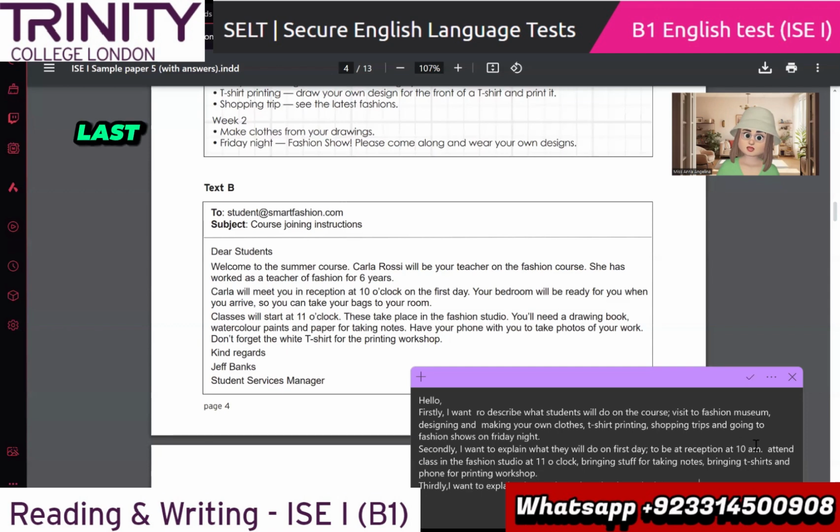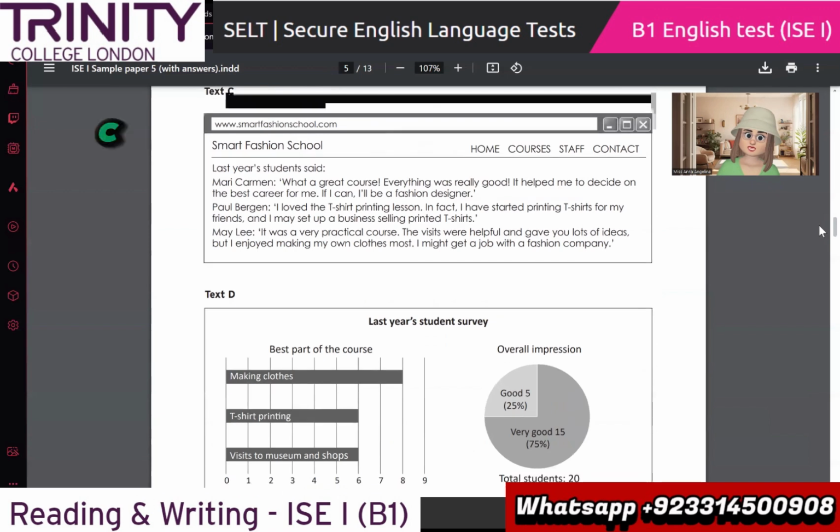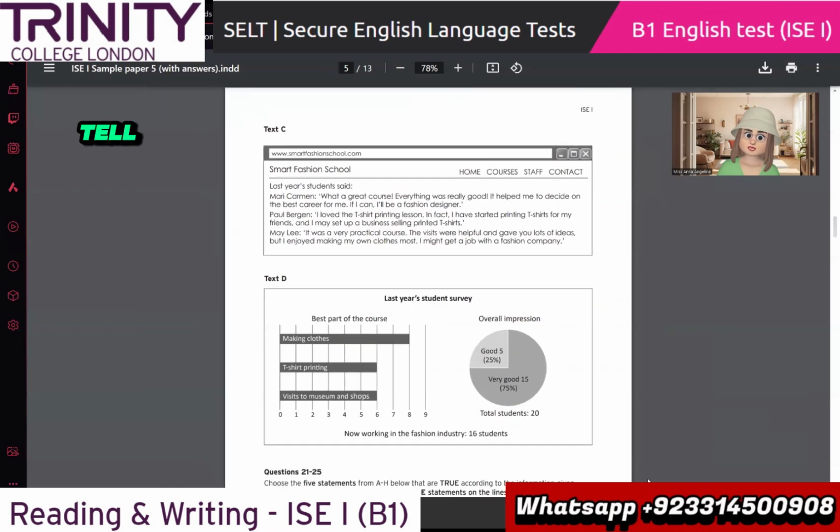Now the last point is, thirdly, I want to explain what students thought about the course. Quickly read text C and D and tell me.